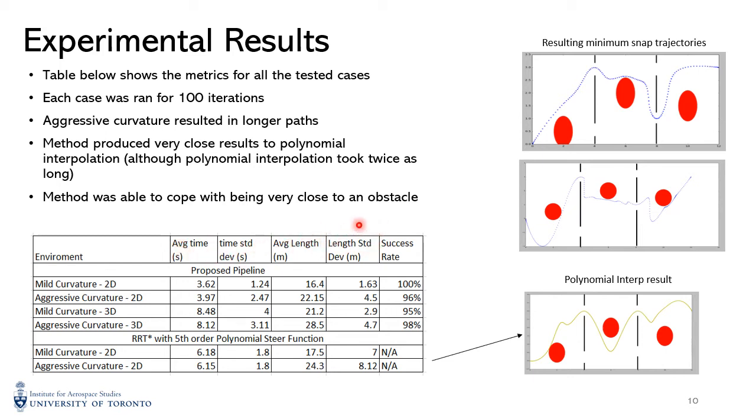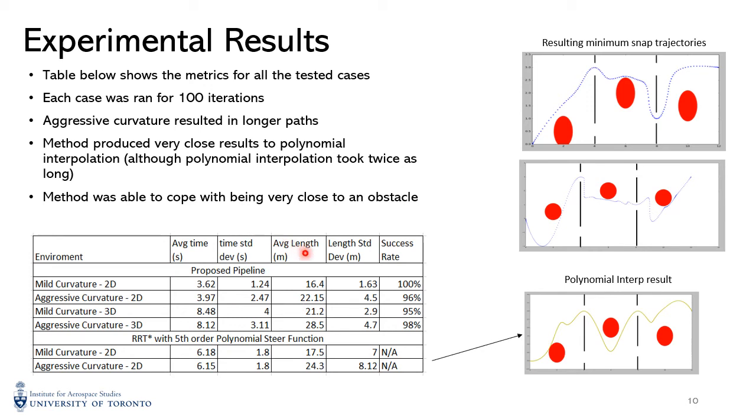So a couple of key things to note. The first thing is that the average lengths produced by the mild curvature cases were always shorter than the lengths produced for the aggressive curvature. And that makes sense because for aggressive curvature, the quadcopter must maneuver a longer path in order for it to achieve the desired curvature at the window.